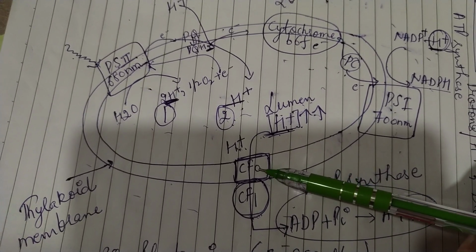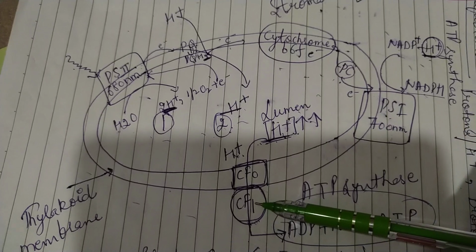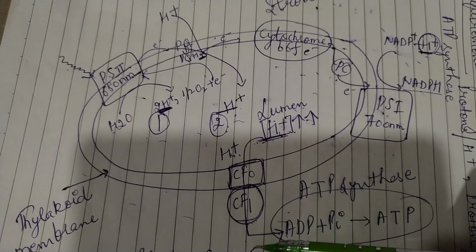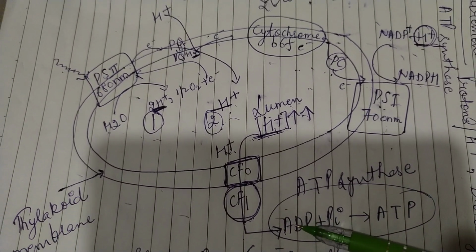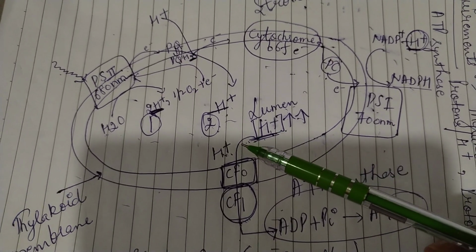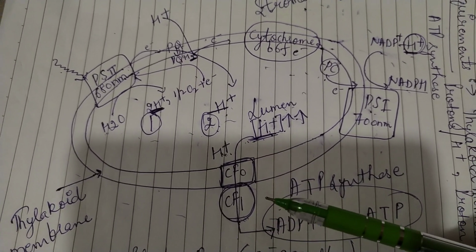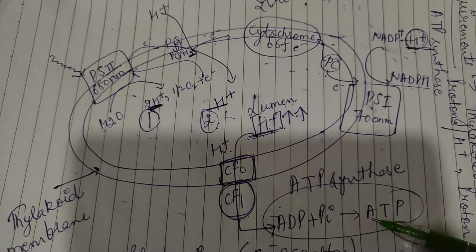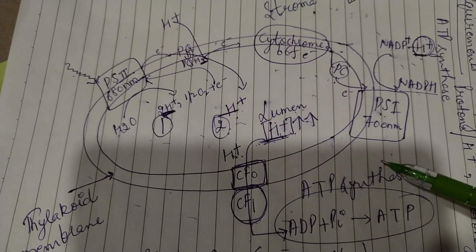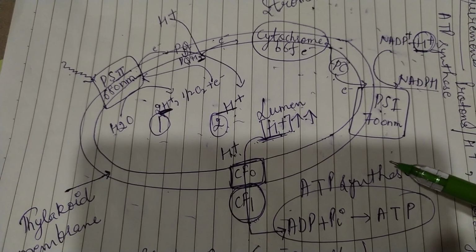CF0 is embedded in the membrane, while CF1 is located towards stromal side. So for each proton which is being pumped from lumen to the stroma, one ATP molecule will be synthesized. While the proton is coming from lumen to the stroma, energy is going to be released, and that energy is utilized for the production of ATP. So this is your chemiosmotic hypothesis for the production of ATP. And with this we have completed our light reaction.